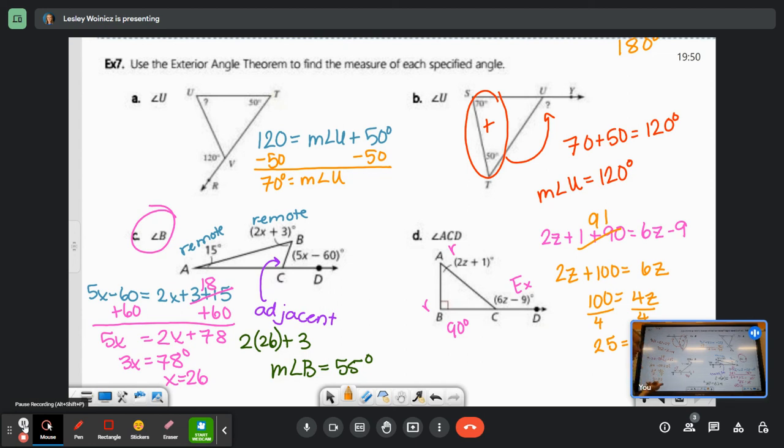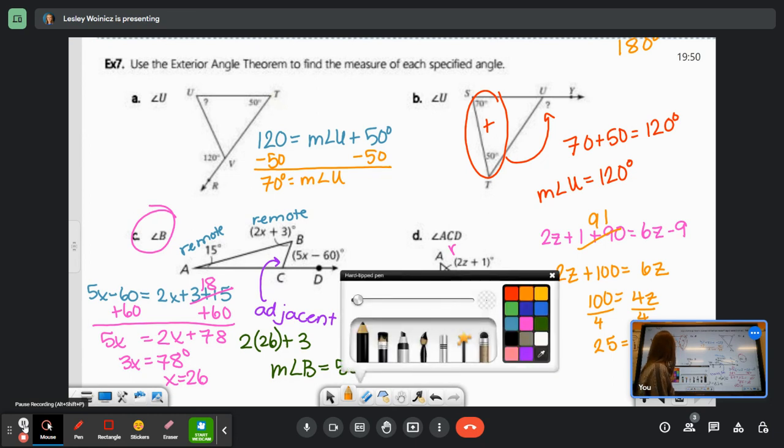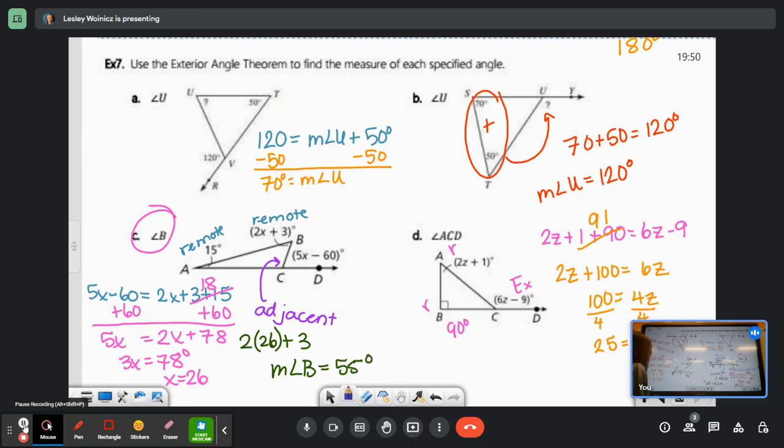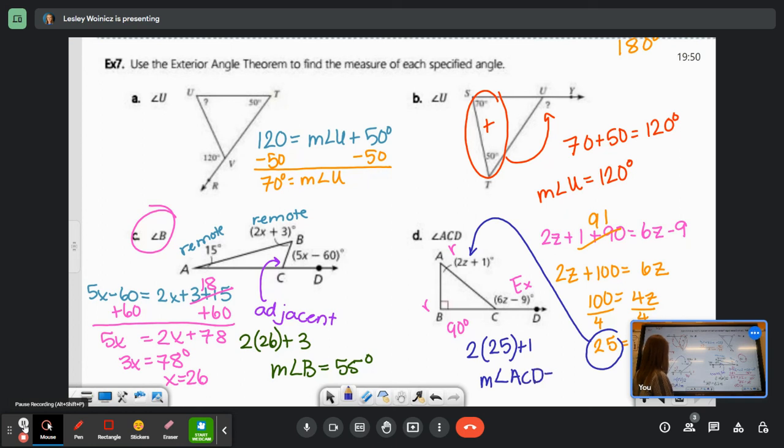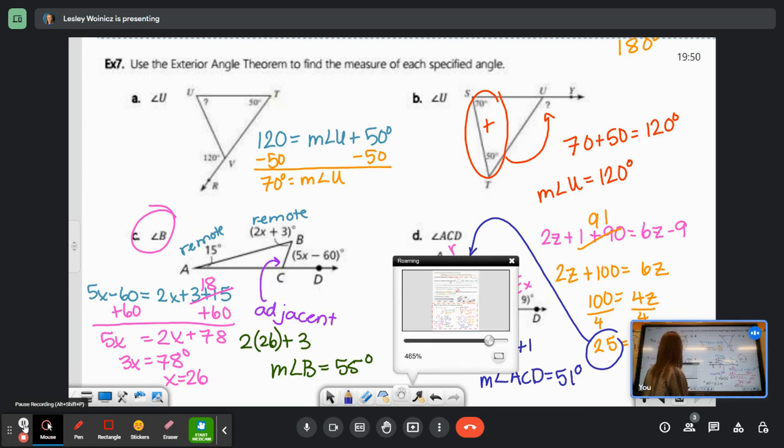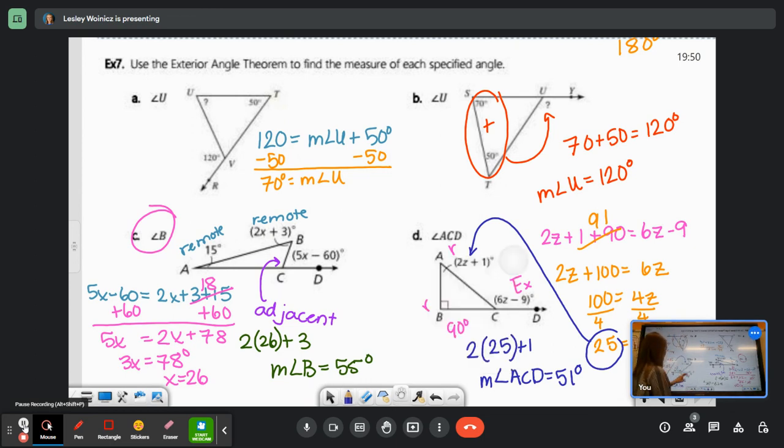Okay, I'm not done yet because I still have to find that angle. So I have to plug this 25 in up here to find angle ACD. So 2 times 25 plus 1, I'm getting 51 degrees. So the measure of angle ACD equals 51 degrees. Is that the end? Yes, I think it is. We survived. We made it.